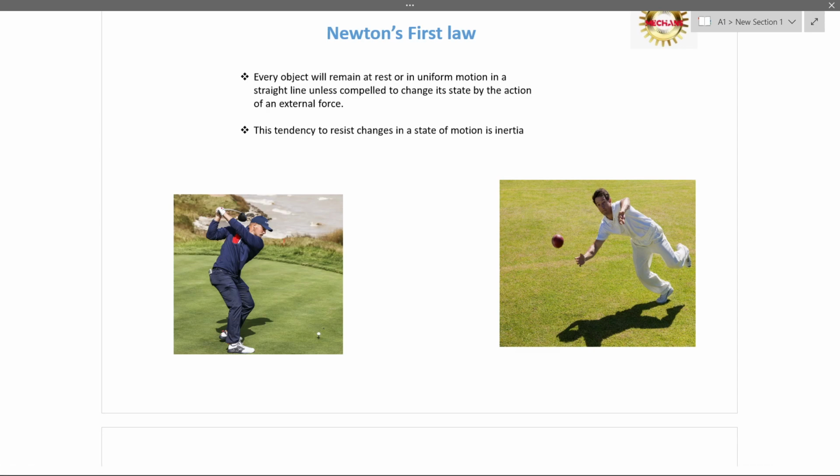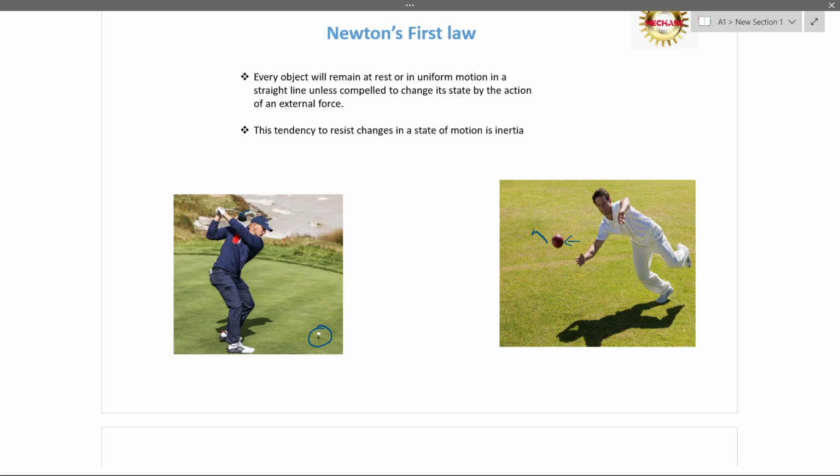Here, you can see that this ball will continue its state of rest unless it is disturbed by this bat. If you see this photo too, the ball will continue its state of moving unless it is disturbed by this fielder. So from these two examples, we get to know that the object will retain its state of rest or motion unless it's disturbed by an external force.